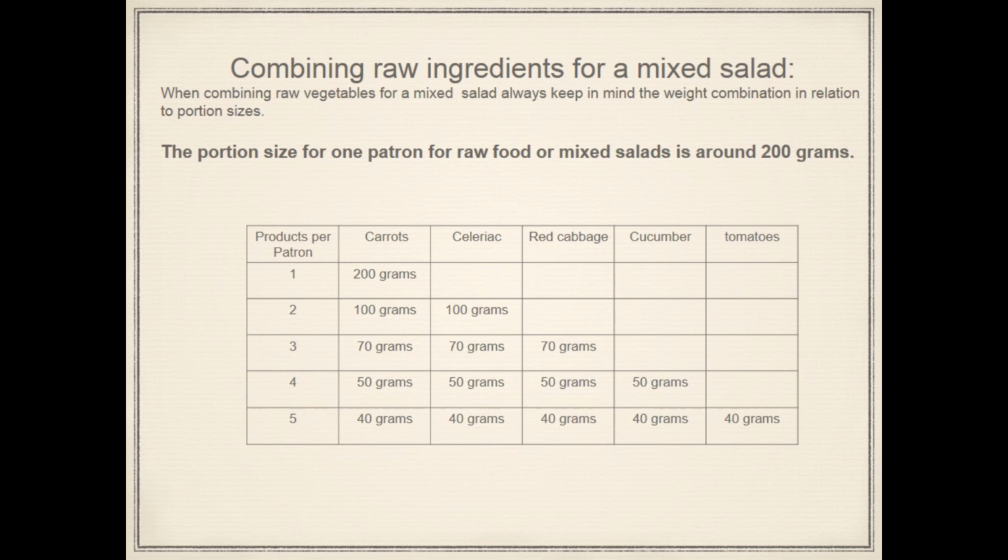Okay, so that finishes our portion size. Just a quick word about combining raw ingredients for a mixed salad. I know it sounds obvious, but if you're preparing a starter with grated carrot or red cabbage, cucumber, tomatoes, anything like that, the portion size for 1 person is 200 grams. So if you have 1 plate, you just serve 200 grams of carrots. If you have 2 products, carrots and celeriac for instance, it's 100 grams each, and so on, as you can see on that table below.